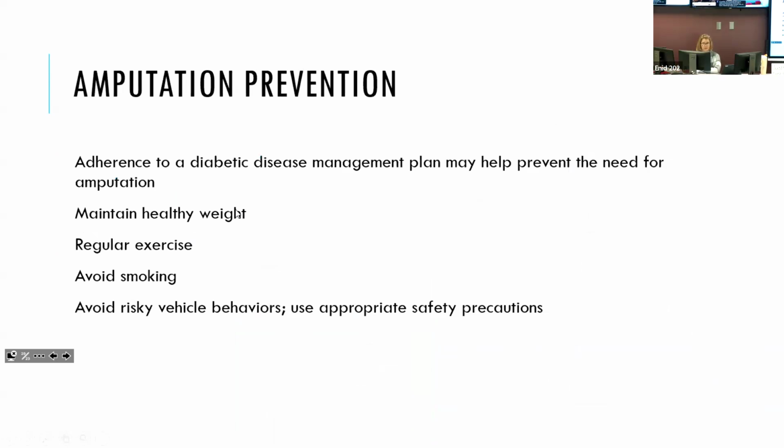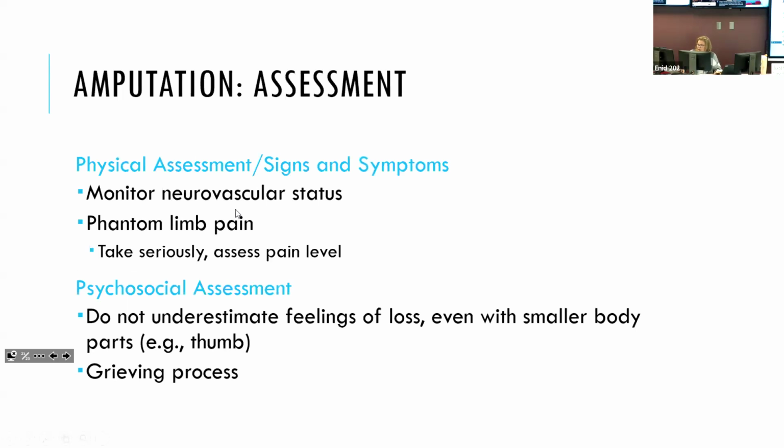So to prevent amputation, you want to adhere to diabetic disease management plans, maintain a healthy weight, regular exercise, avoid smoking, and avoid risky behaviors, and always use appropriate precautions. On assessment with an amputation, you want to monitor that neurovascular status and phantom limb pain, which is a thing, and take it seriously. Ask them about their pain. There's some things you can do for it, but it is a thing.